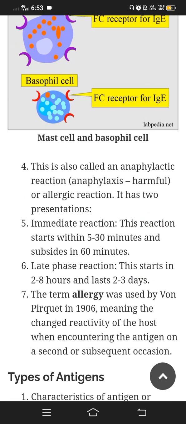This is also called an anaphylactic reaction. Anaphylaxis is a harmful allergic reaction. It has two presentations. Immediate reaction: this reaction starts within 5 to 30 minutes and subsides in 60 minutes. Late phase reaction: this starts in 2 to 8 hours and lasts 2 to 3 days. The term allergy was used by von Pirquet in 1906, meaning the changed reactivity of the host when encountering the antigen on a second or subsequent occasion.